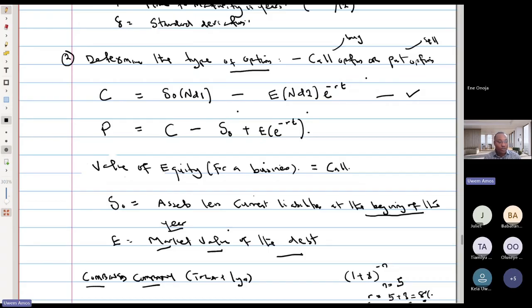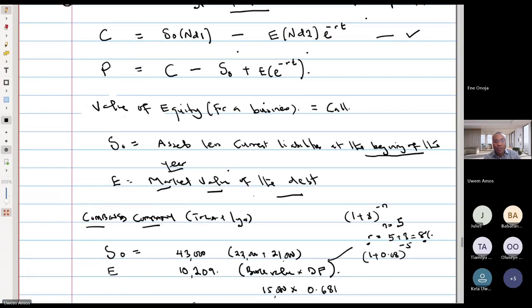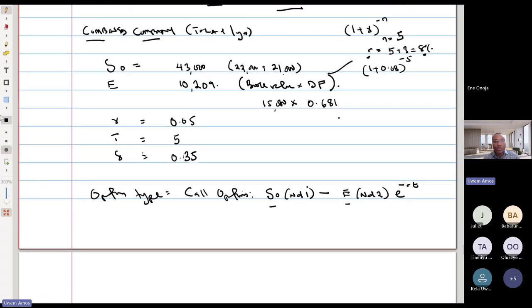So let's quickly recap by writing out our formula for a call option. That's our formula for a call option right up there, so I'm just going to copy it down. So that is SO N(d1) minus E N(d2) multiplied by the exponential constant raised to the power of minus RT. Our SO and our E, we already have them here. So this is our SO and this is our E. So those are pretty straightforward. We don't have our N(d1) and our N(d2).